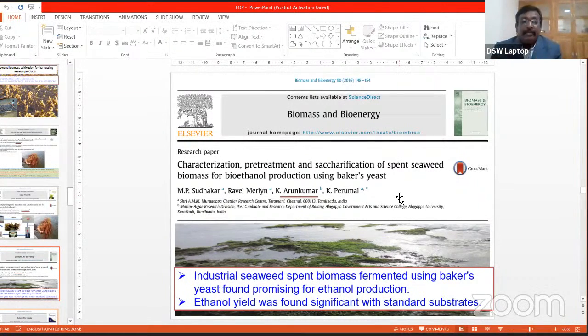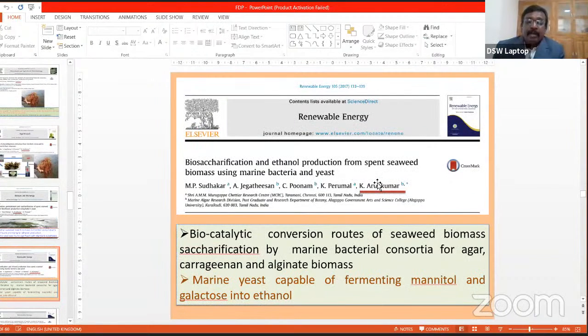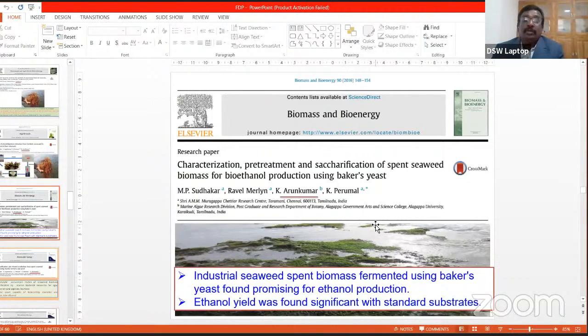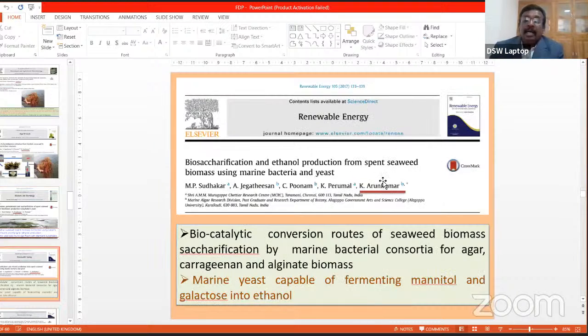In my research, marine algae are already used as a source of various chemical compounds. I have developed a technique of pre-treatment and saccharification of seaweed biomass for bioethanol production, which I published in this journal, using baker's yeast. The ethanol yield is not much with baker's yeast. Then in another work using marine yeast, which is very promising, the ethanol yield is very high if we use marine yeast and marine bacteria. I achieved biological saccharification for ethanol production, which I published in the Renewable Energy journal.